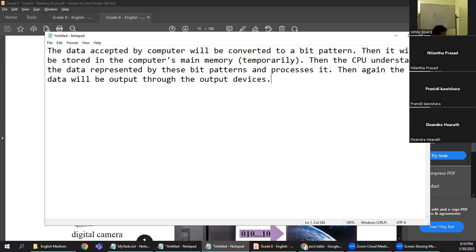Right, you can complete the note. Then the CPU understands the data represented by these bit patterns and processes it. Then again, data will be output through the output devices. So you should remember that when we enter the data, that is converted to bit patterns.